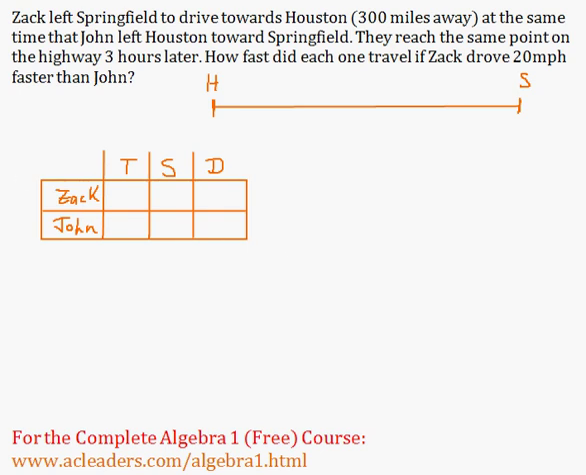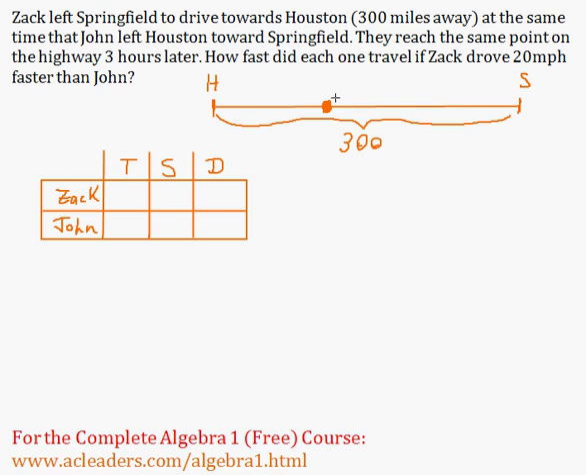Zach left Springfield to drive towards Houston, 300 miles away. So Houston and Springfield are 300 miles apart. At the same time, John left Houston towards Springfield. They reached the same point on the highway, let's say somewhere over here, 3 hours later. How fast did each one travel if Zach drove 20 miles an hour faster than John?